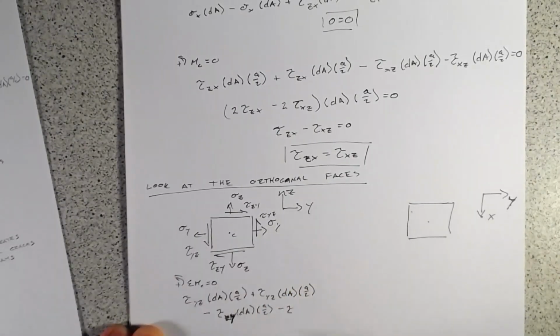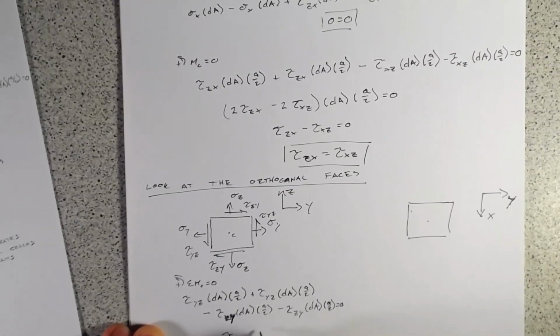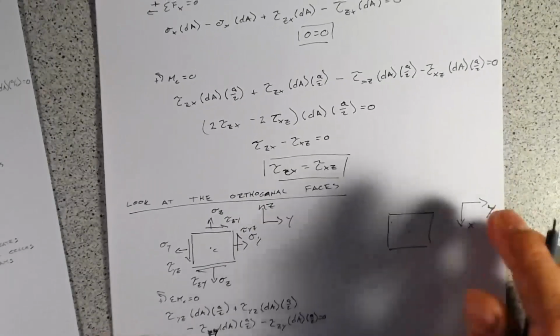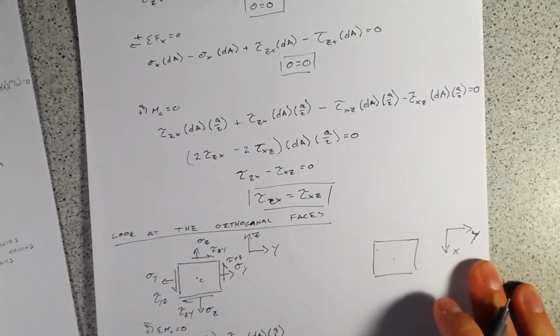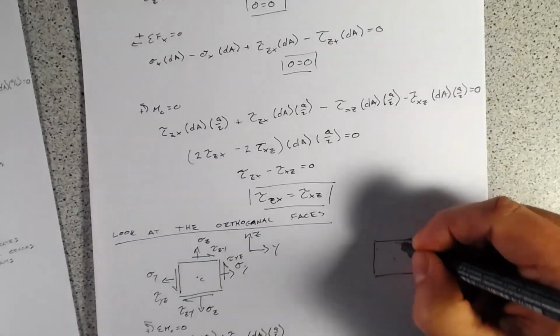Zy is going in the opposite direction. The sum of Zy dA times A over 2 equals 0. You can see this has essentially the same form as on the other face, so we get tau yz equals tau zy. And finally, we'll just look at this last face over here just for completeness.